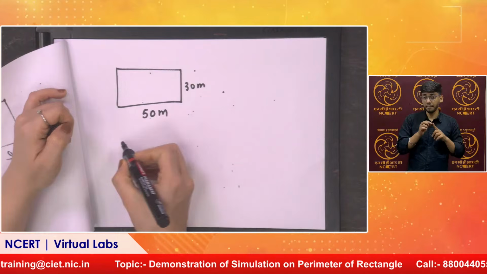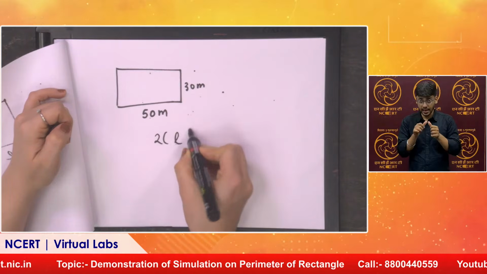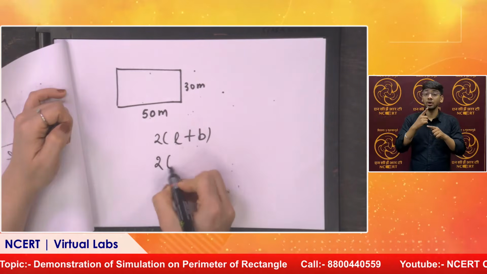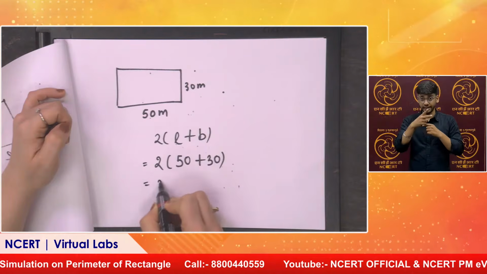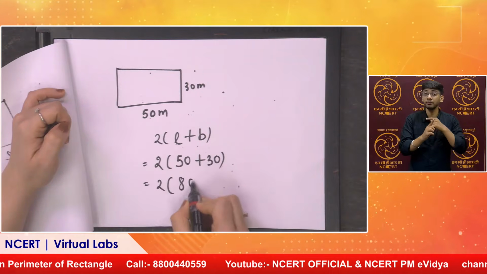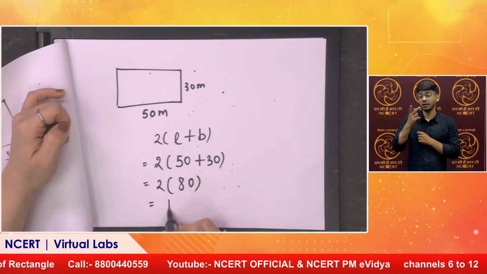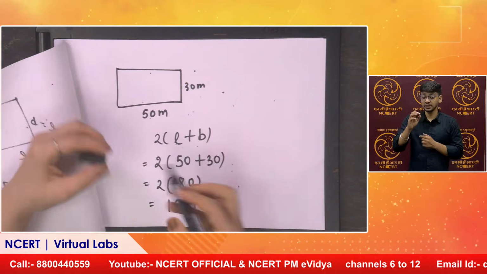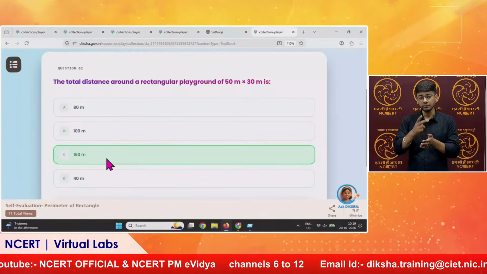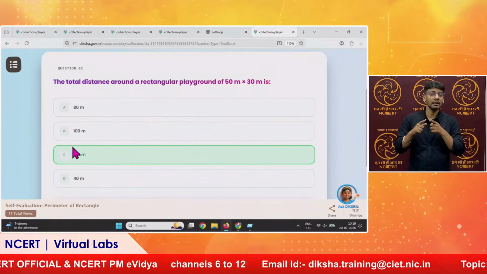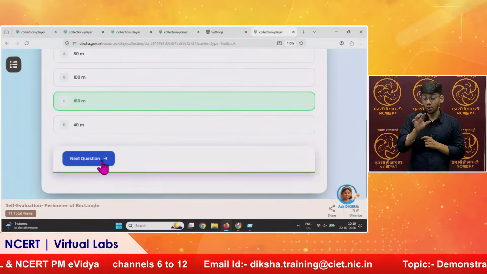So what is the perimeter of a rectangle? 2 into L plus B. So 2 into, what is L? 50 plus 30. So 2 into 80, and here we can see it is 160 meter. So the perimeter is 160 meter. We are going to select this option C, and we are moving to the next question.